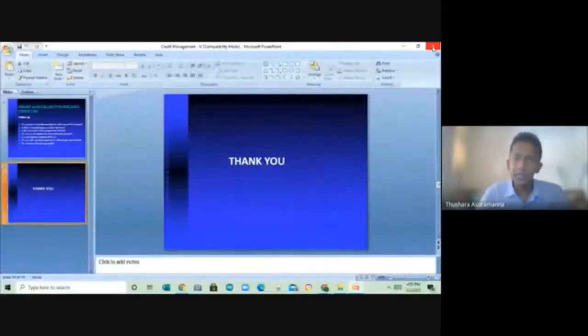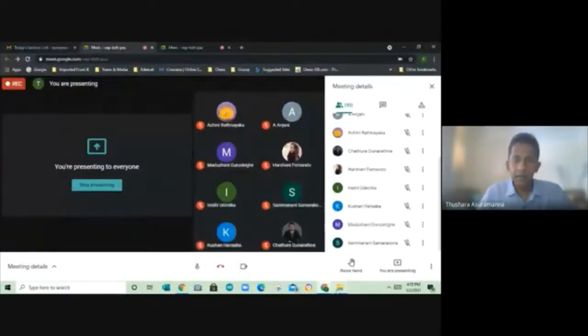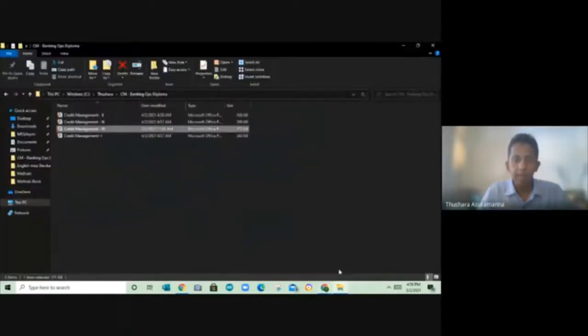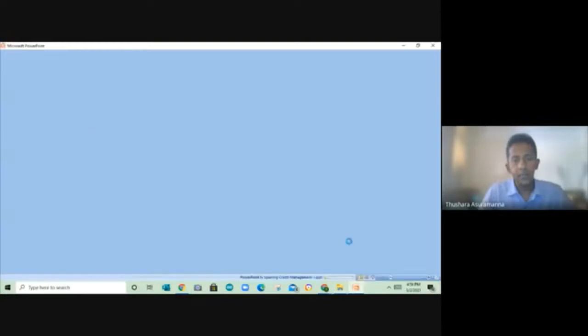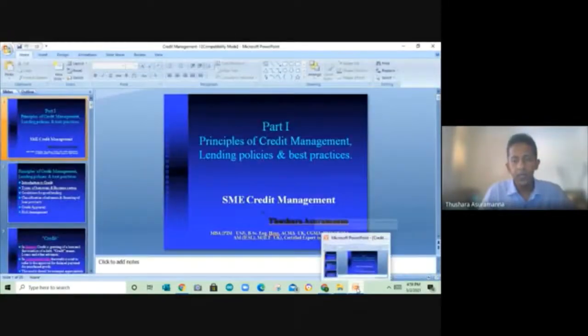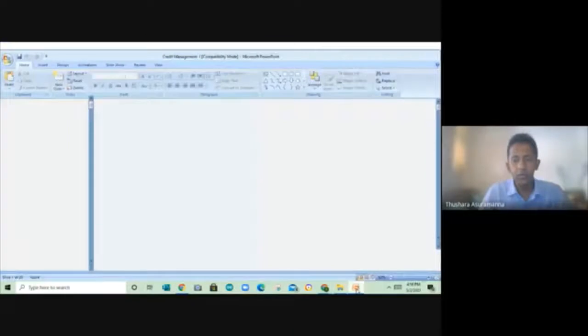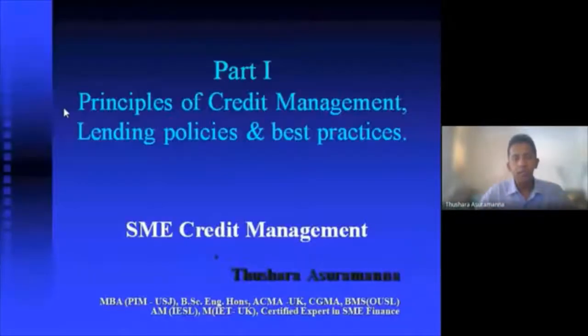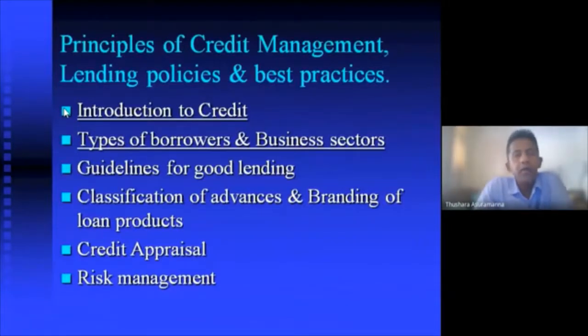With that, we are completing today's session. Before winding up, I will share and go through what we have done so far. It is good for everybody. Just quickly, we will go through parts 1 to 4. You can see the board, I suppose, right? Okay. Basically, in part 1, we tried to understand the introduction to credit, types of borrowers, and business sectors.